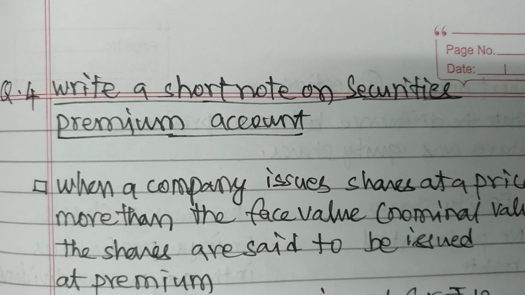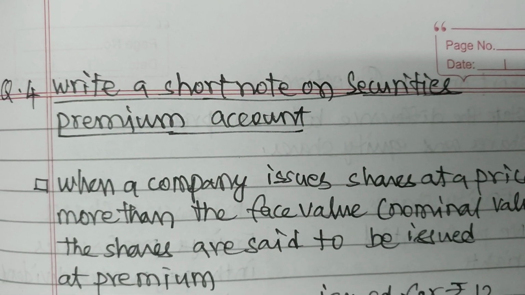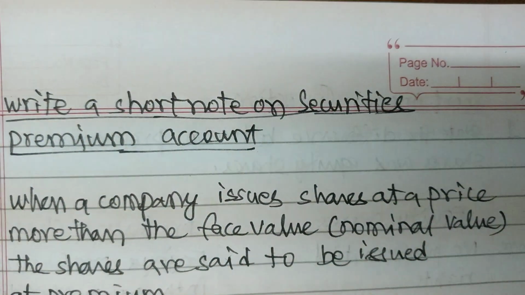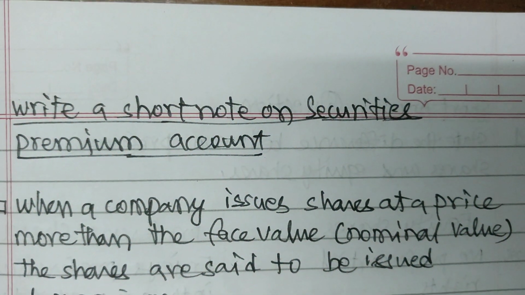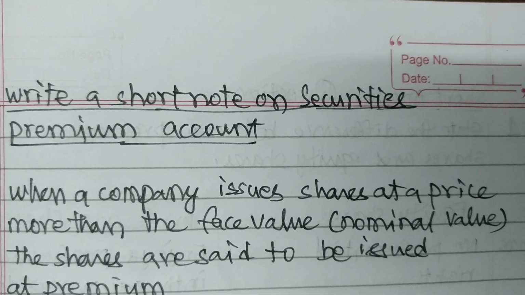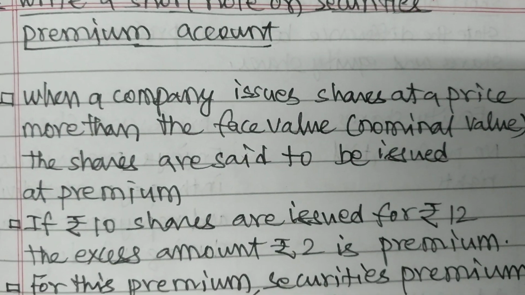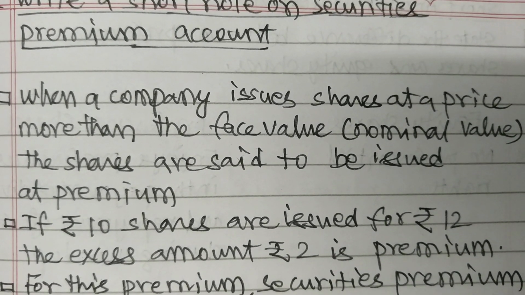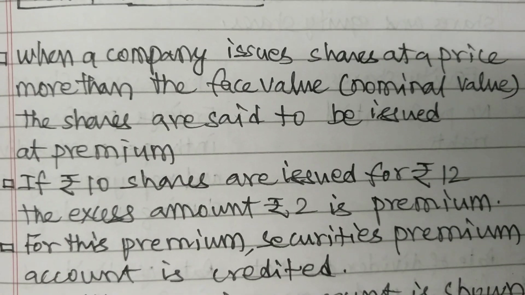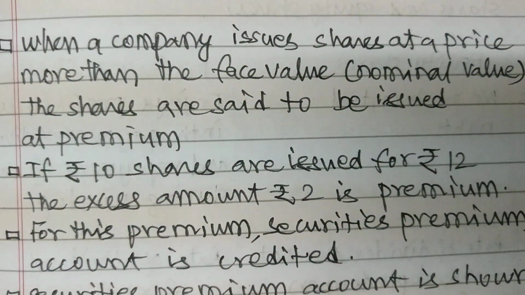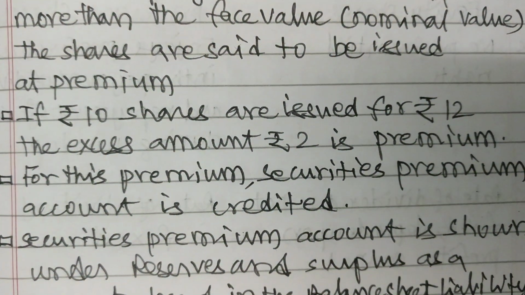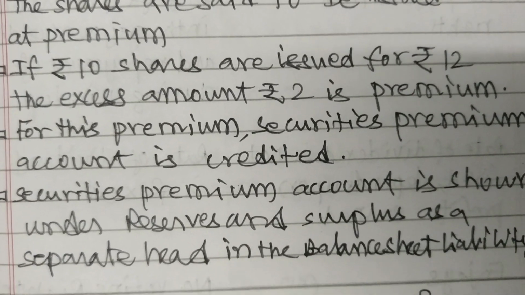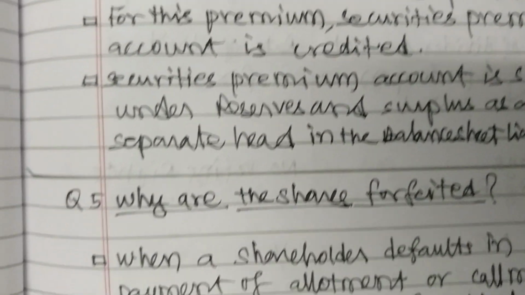Fourth question: write a short note on securities premium account. When a company issues shares at a price more than the face value, that is nominal value, the shares are said to be issued at a premium. If 10 rupee shares are issued for rupees 12, the excess amount of rupees 2 is premium. For this premium, securities premium account is credited. Securities premium account is shown under reserves and surplus as a separate head in the balance sheet liability side.